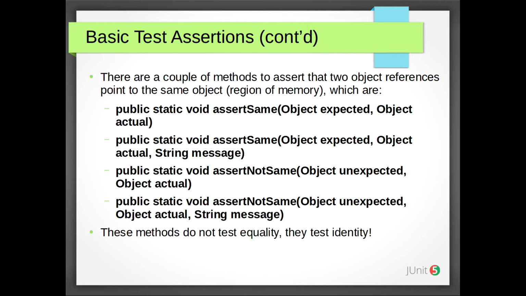There are a couple of methods to assert that two object references point to the same object or region of memory. They are public static void assertSame(Object expected, Object actual). Public static void assertSame(Object expected, Object actual, String message).